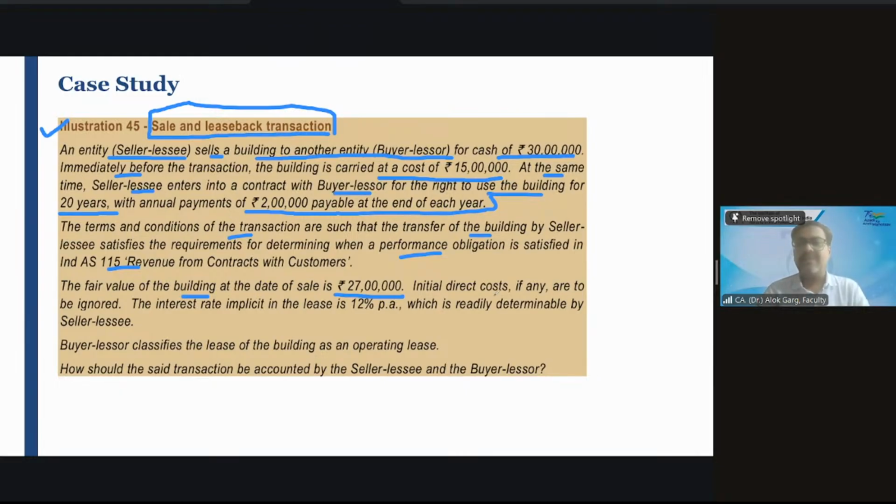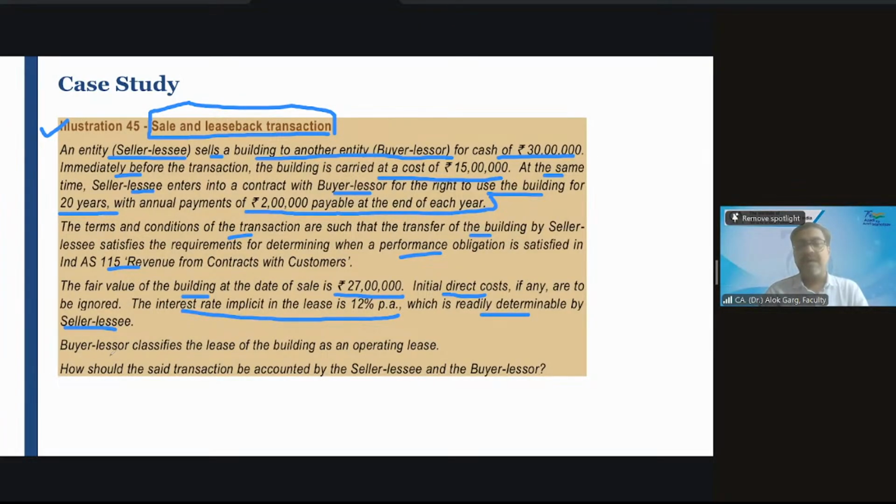We are reading this question, and we are also interpreting and giving the facts for our solution. Yes, you are right. The 3 lakh is your loan, which means this seller lessee has also taken a loan. Initial direct costs, if any, are to be ignored. The interest rate implicit in the lease is 12%. What is your discount rate? 12%, which is readily determinable by the seller lessee.